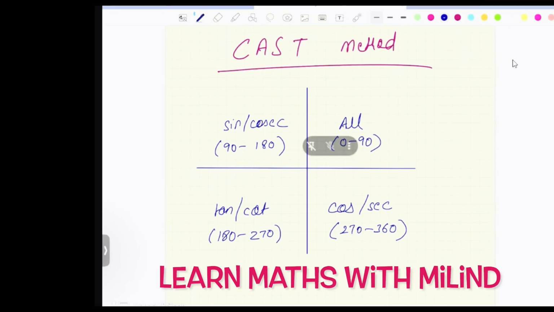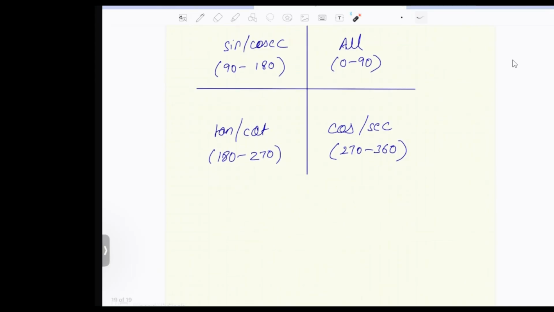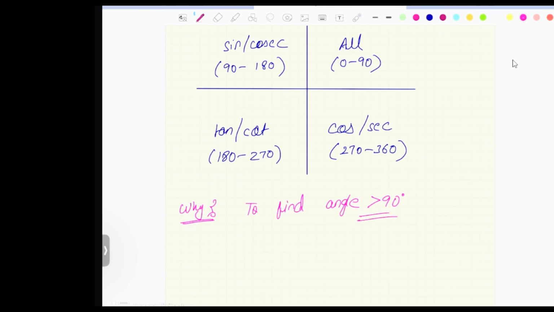Okay, here the CAST method is: C for cos, A for all, S for sine, T for tan. First of all, why do you need a CAST method? If you want to find angles and T ratios greater than 90 degrees, we need the CAST method. So first is your why: to find angles greater than 90 degrees.